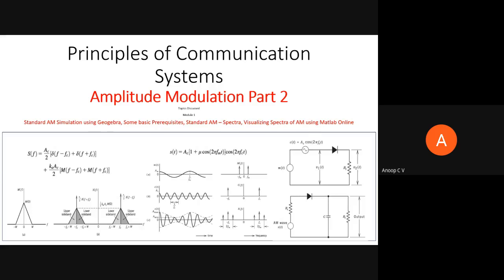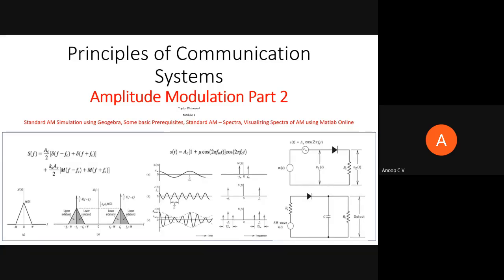Before that, I would like to give a demonstration on a standard AM signal, using a GeoGebra simulation. So we'll start with that GeoGebra simulation, then we'll continue with the remaining part. So the GeoGebra simulation will be the first one to do in this class.